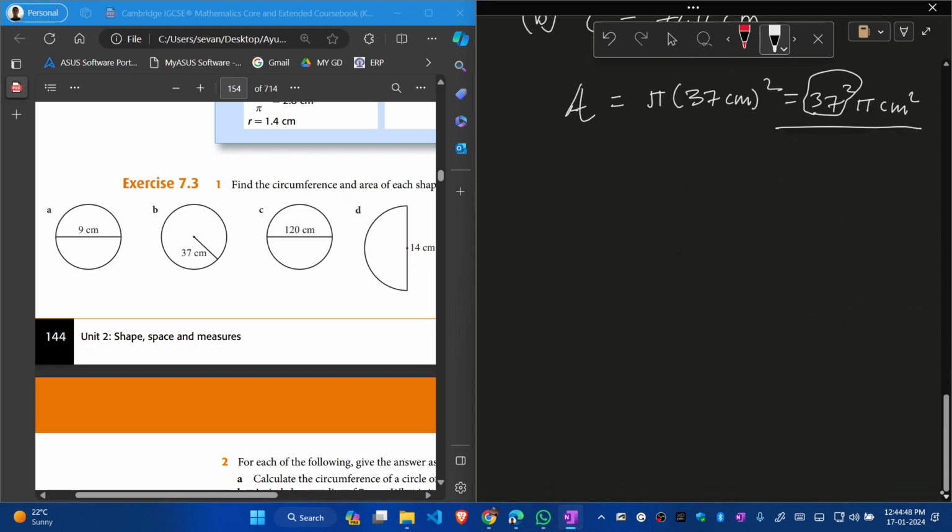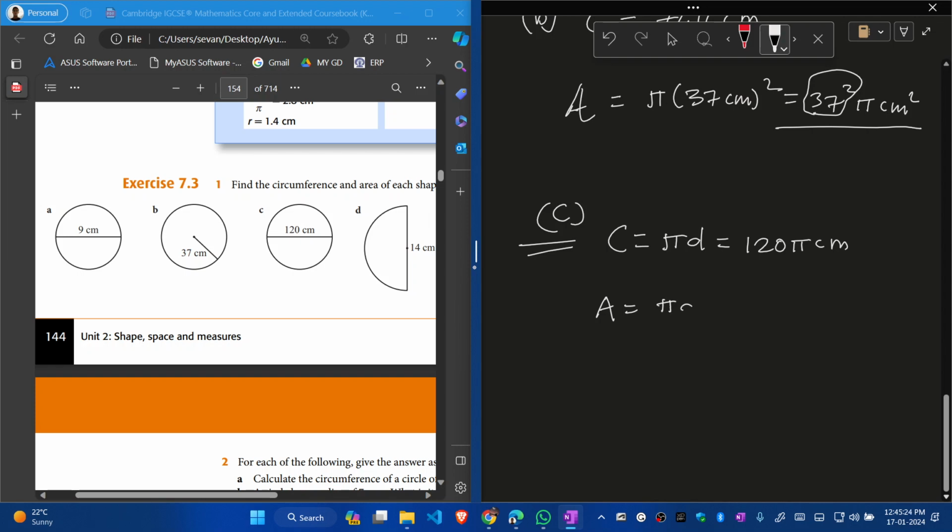Let's go to C part. These are very straightforward things, you just have to substitute. Tell me quickly for this one also. C will be equal to pi d, yes, pi d. Then the area will be equal to pi d squared by 4.